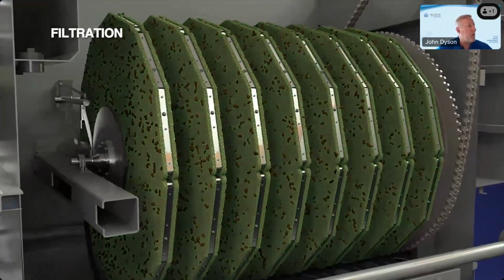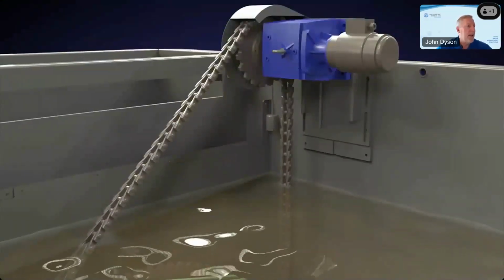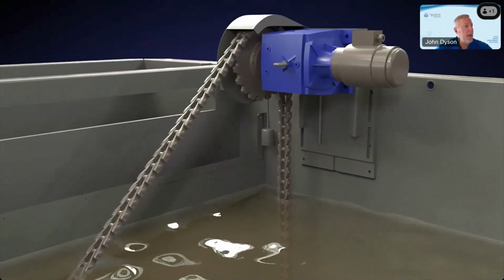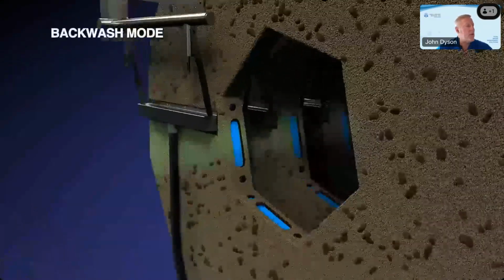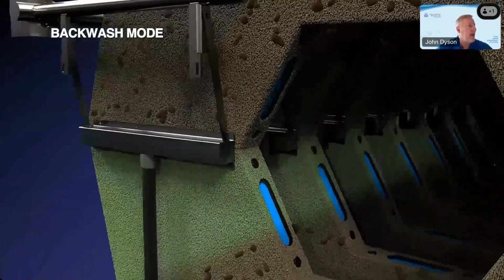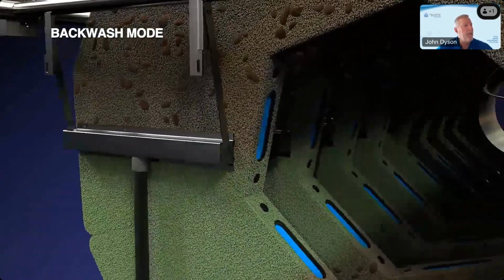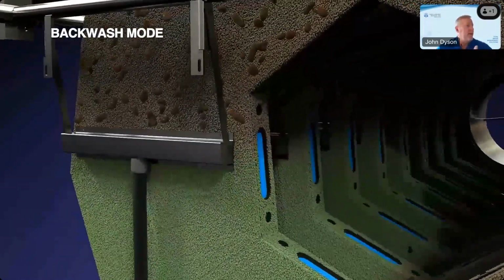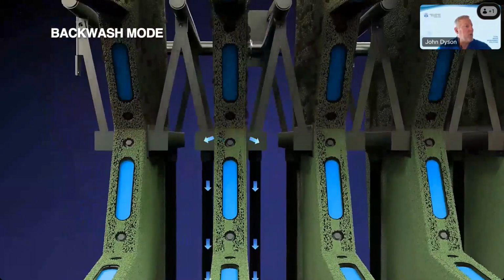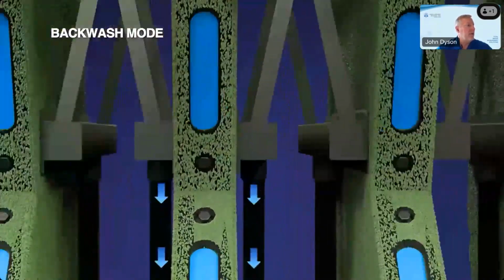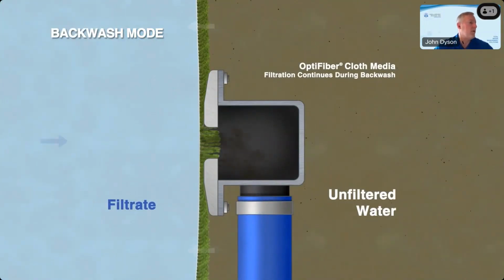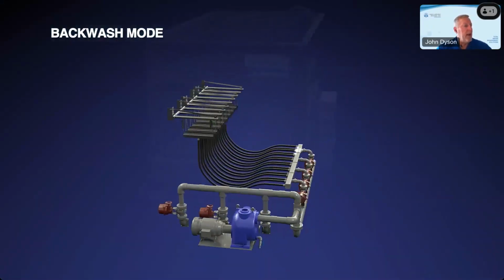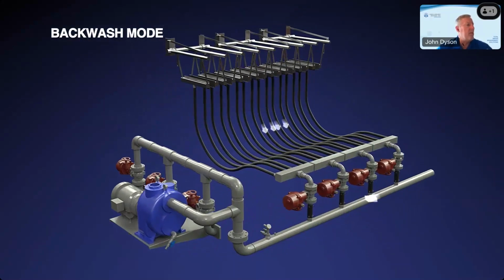But as solids build up on the cloth, you're creating head loss, and the water level will rise in the filter. As the water level rises, it reaches its backwash initiation point. And now we start to rotate the center tube and disc segments. Basically what you're looking at is the backwashing that's occurring. We have these backwash shoes on either side of the system. As we're filtering the water, we're pulling it back at a really, really high backwash rate to efficiently clean off the solids that are on there and continue. So the filter's in service all the time, even during backwash.